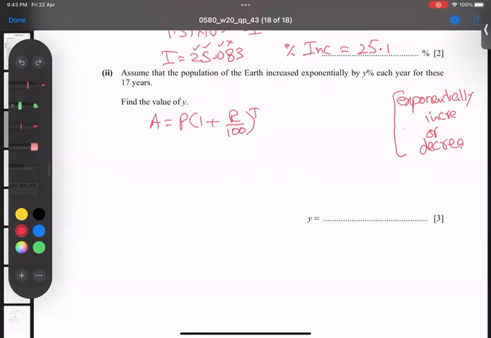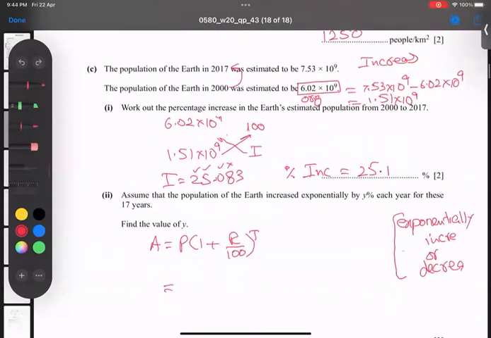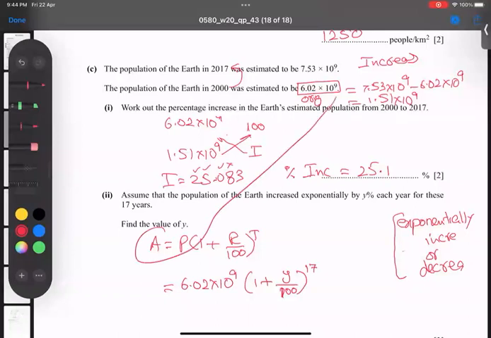Assume the population of 70, so 17 years. So in P, what is the population? This is actually the original. This is called increased after 17 years. So this is old and this is new. According to the question, if you see carefully on the top, in the old one, original is this one, so it will come here. So I'm writing now 6.02 × 10^9 (1 + y/100)^17. After 17 years, this much will be taken as the latest one.